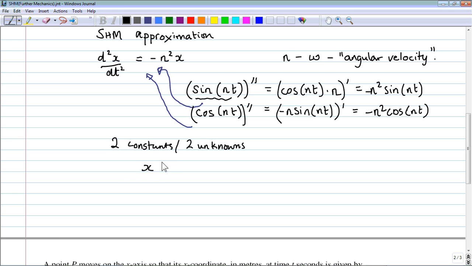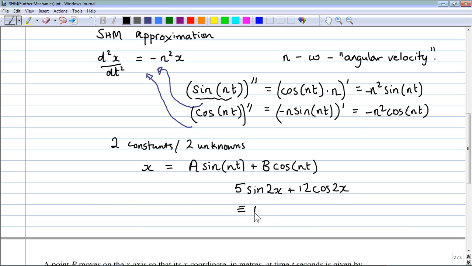So the general solution could be written as, maybe the easiest way to understand it, a sine nt plus b cos nt. And this is a valid way to write the general solution to the equation. However, it's not the most useful way, because what you should remember from P3 is that when we write something like 5 sine 2x plus 12 cos 2x, this can be written in a different way.